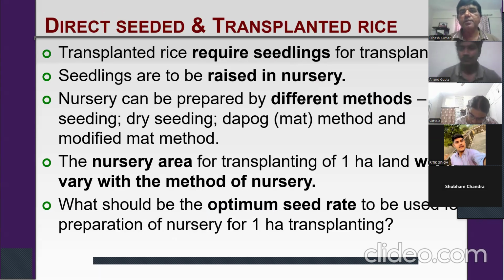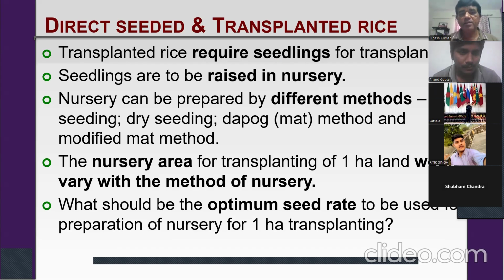So you have seen yesterday that there are two methods of growing or establishing rice. One is direct seeded, other is transplanted method. So in transplanted rice, we need to grow some seedlings in the nursery area. And these seedlings are definitely raised in nursery. And there are a number of methods that we have discussed yesterday. You can see point number 3, like wet bed method, dry seeding or bed method, depot method, and modified mat nursery method. So these methods have been discussed yesterday at length.